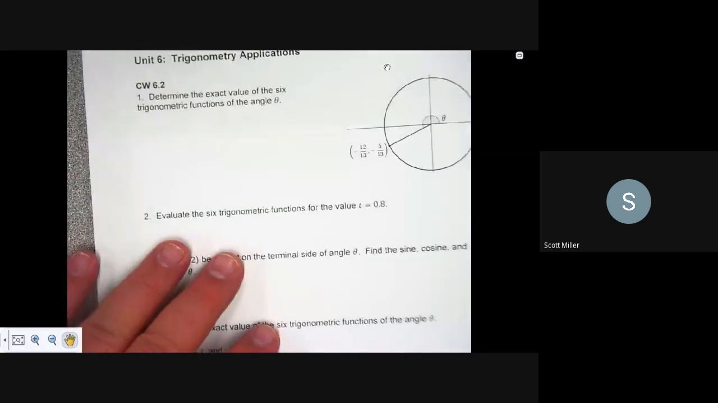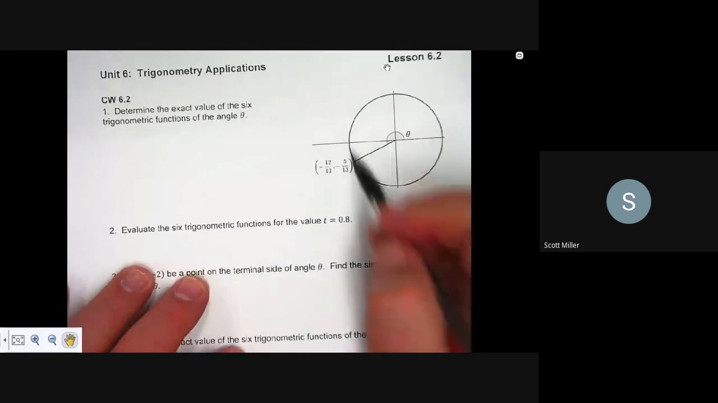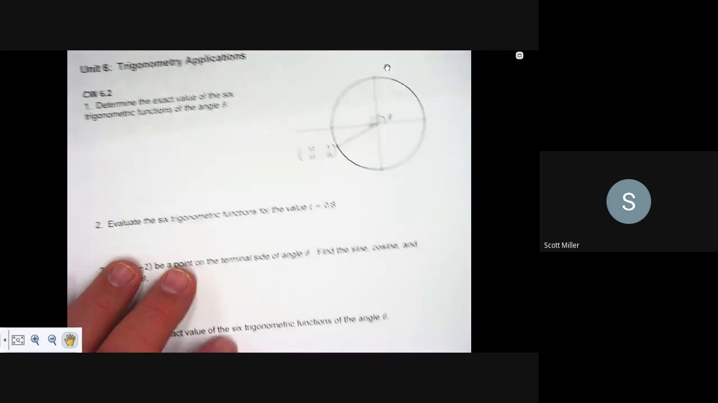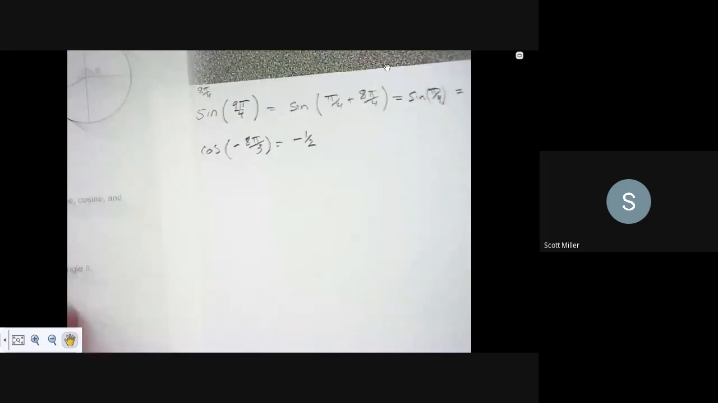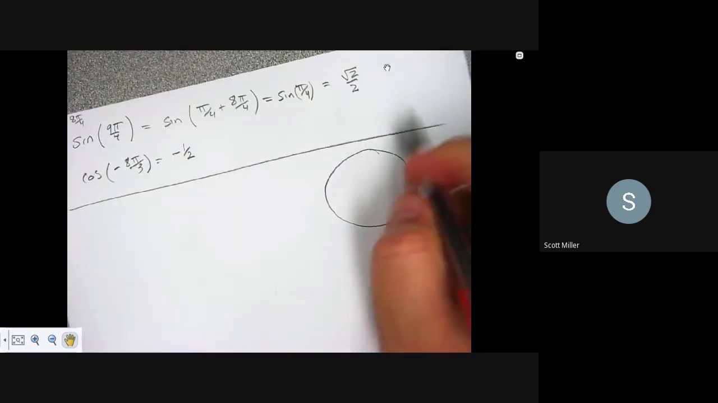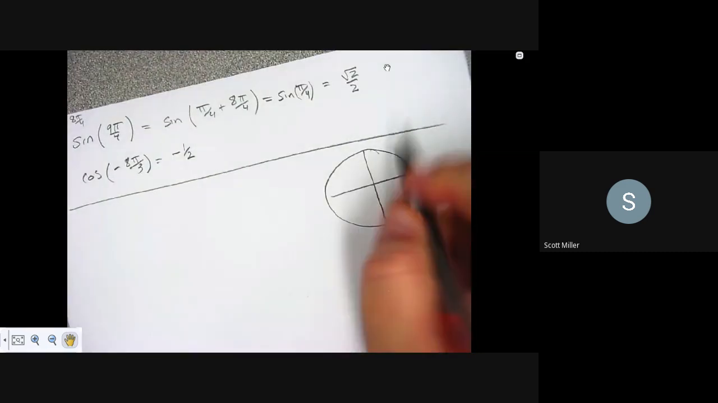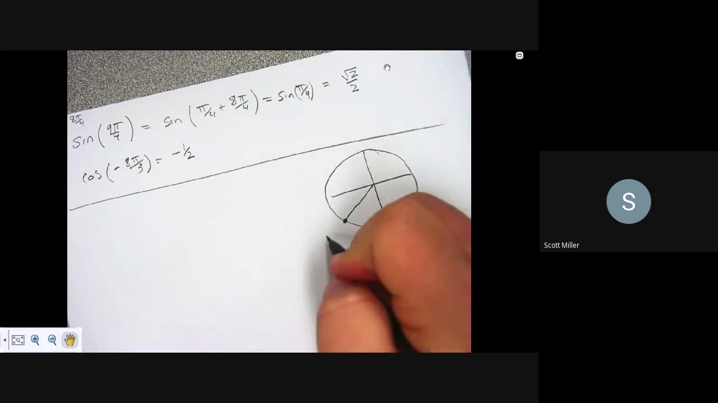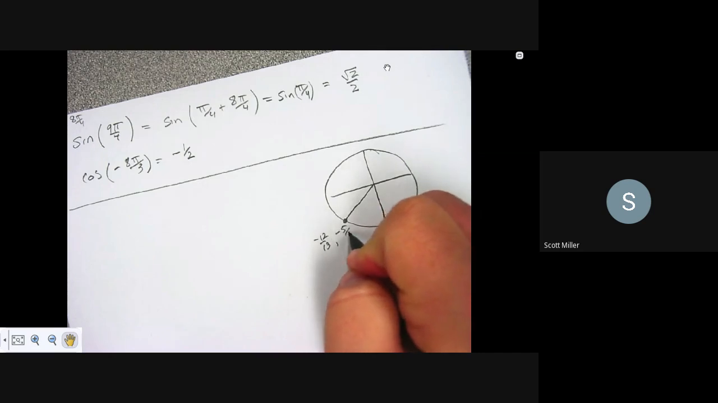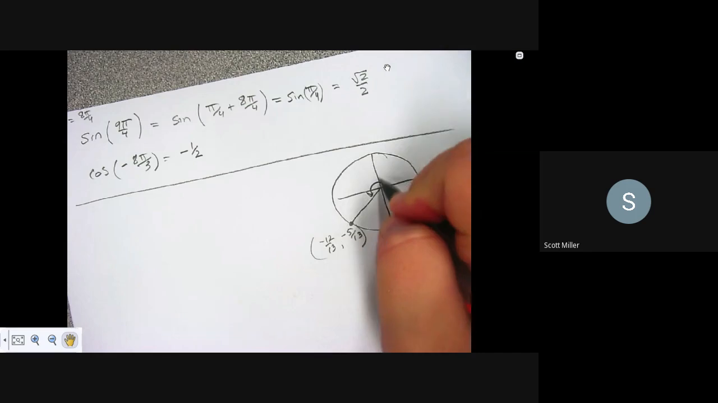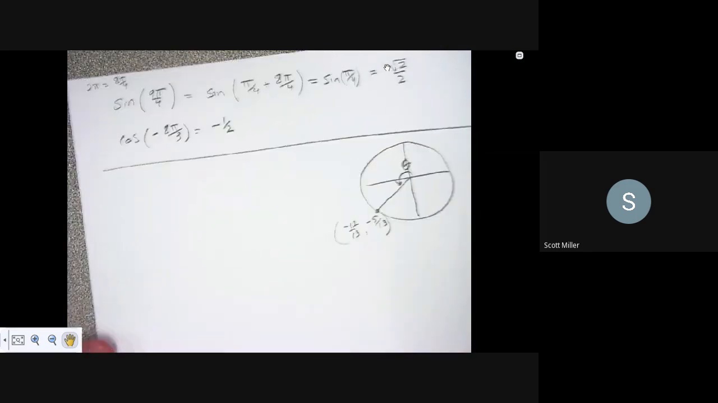How do I find the 6 trig functions from this picture right here? Okay, so we'll start with this one right here. And let me go ahead and do this problem over here. I'll give it a quick picture. So we have an angle. It's set down here. The point on the circle is here. It's a negative 12 over 13 and a negative 5 over 13. And I want to know the 6 trig functions for this angle, theta.